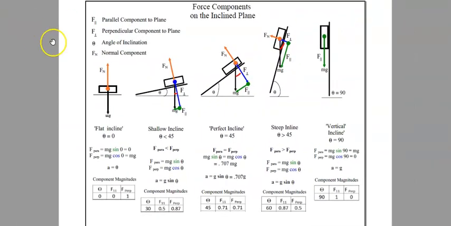So what we've done here today is take a look at all of the force components on the inclined plane that are produced by having an object on an angle so that it can slide down the ramp due to the effect of the weight vector.